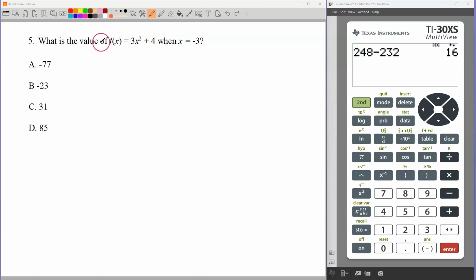Question 5. What is the value of f at x equals 3x squared plus 4 when x equals negative 3? I'm going to rewrite this piece right here for you so you can see it clearly. f at x equals 3x squared plus 4. x equals negative 3. All right. So this f at x notation really is the same thing as y. Y equals f at x.